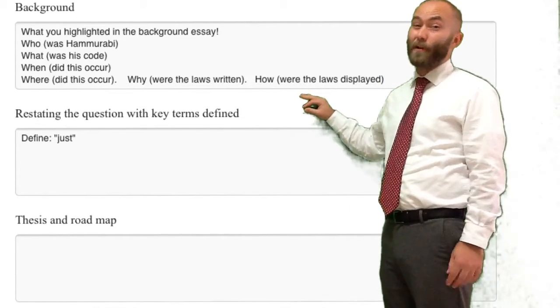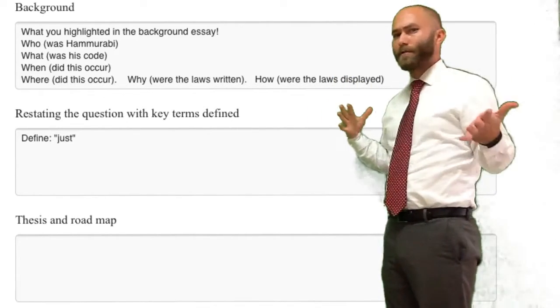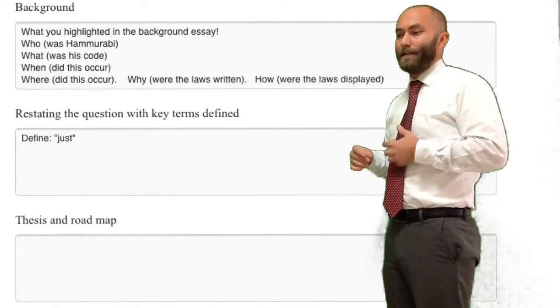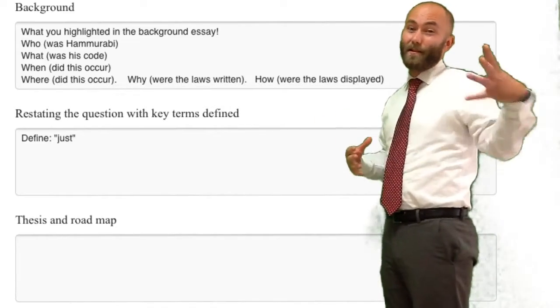So the key terms that we want to define are "just," which is fair. I'd also define "code," because it's not computer code or other things. It's talking about laws. So define those 2 terms, and you just want to restate the question to the reader.